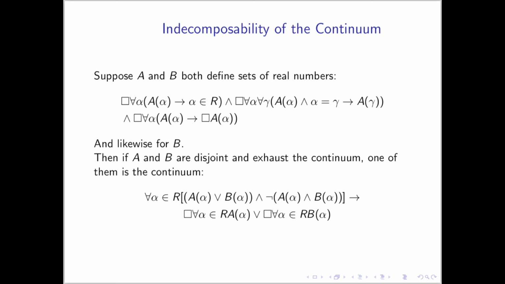Then we can say that if A and B are disjoint and exhaust the continuum, then one of them is the continuum, and the other one will be the empty set.